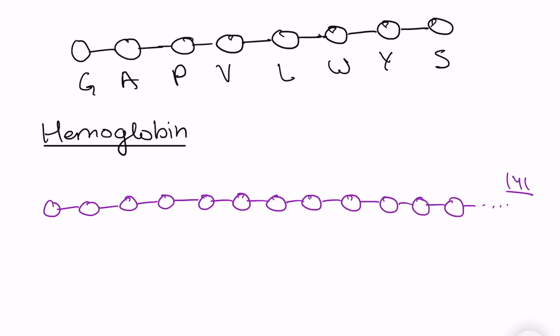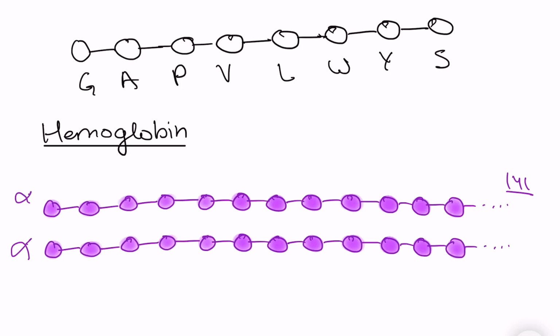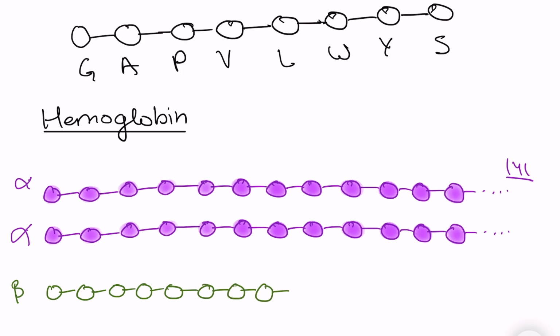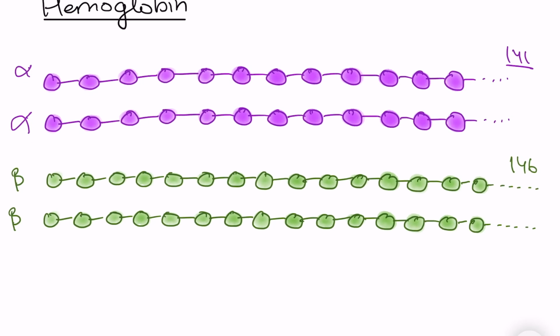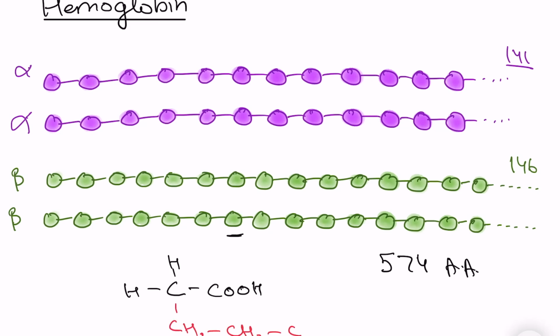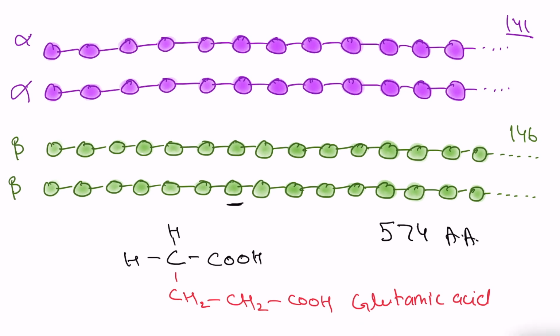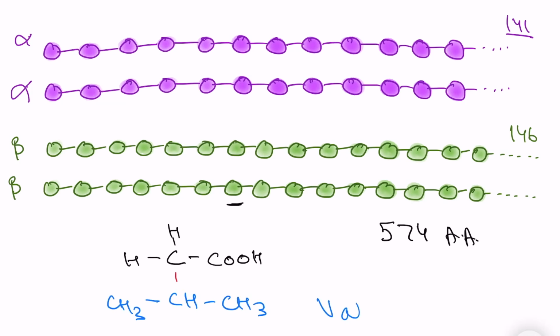Each alpha chain contains 141 amino acids arranged in a specific order, and each beta chain is composed of 146 amino acids also arranged in a very specific order. So in total, the hemoglobin molecule is made up of 574 amino acids arranged in 4 chains in a very specific order. The seventh amino acid in each beta chain is glutamic acid. It has a structure like this. In some cases, this glutamic acid is replaced by a different amino acid called valine.